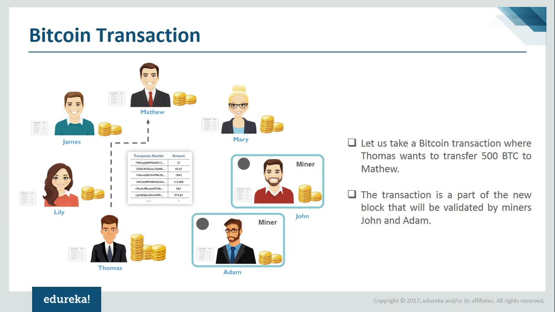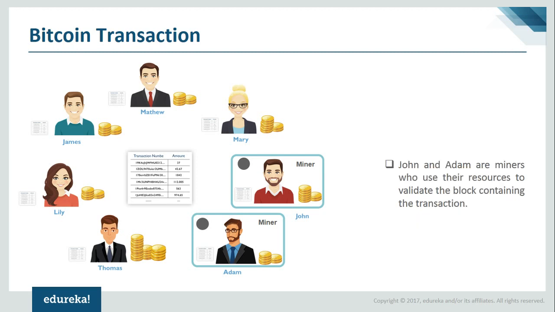So what he needs to do is initiate this transaction. He would send a signal that I want to send Matthew 500 Bitcoins. So what happens is, special nodes or miners, these are people who verify all these transactions, get the signal that Thomas wants to send 500 Bitcoins to Matthew. They immediately begin validating this transaction. They begin to check if Thomas has sufficient balance and if it is Matthew that he wants to send this to. They want to check that this is not a false transaction.